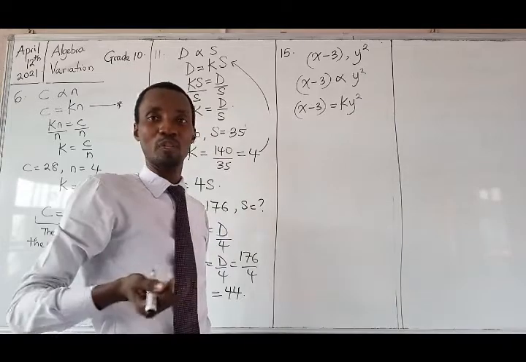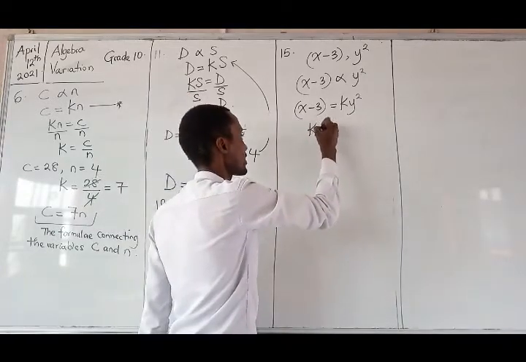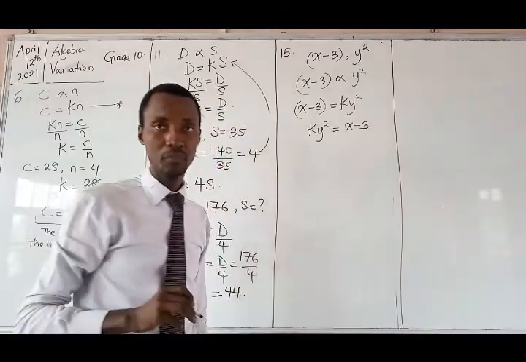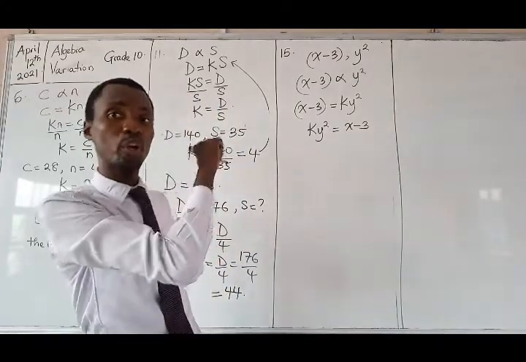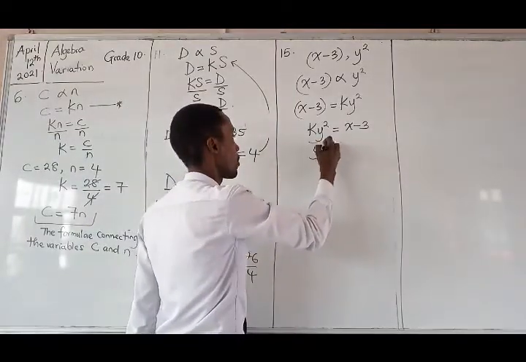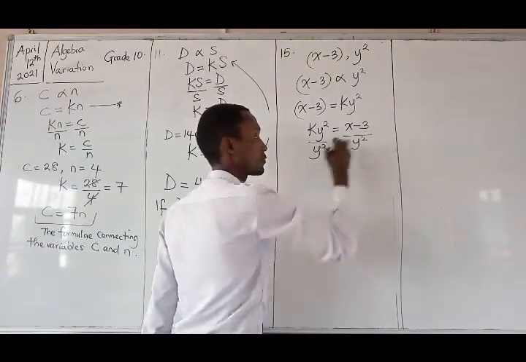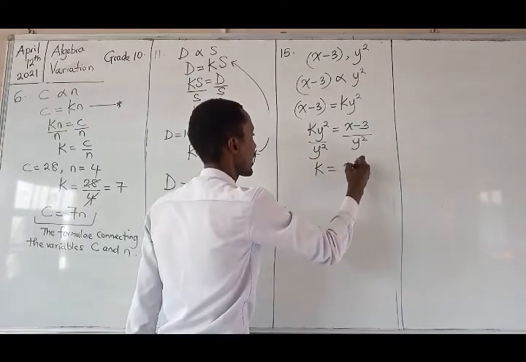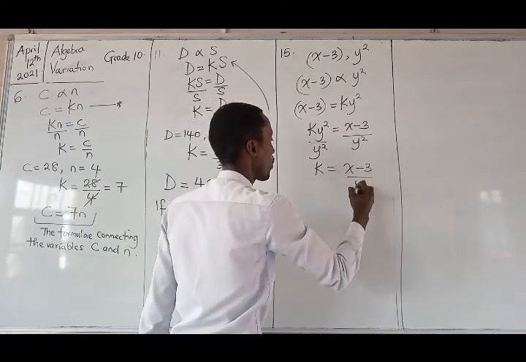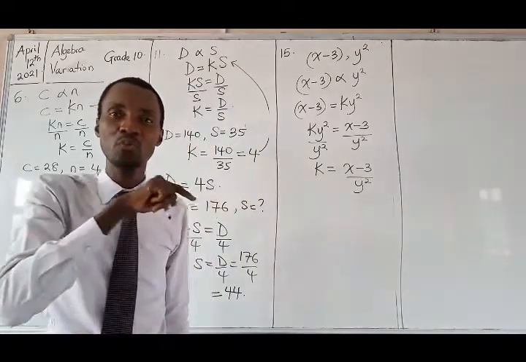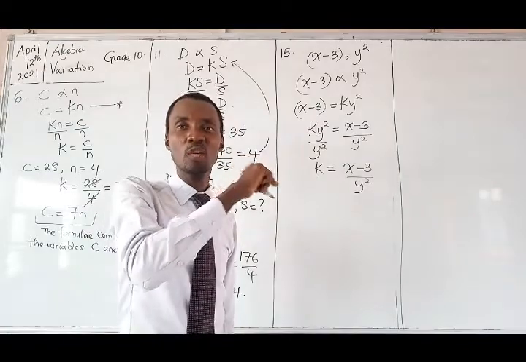Now with this, what do we do next? We make k the subject of the formula. So we rewrite k y squared equal to x minus what? 3. What's the next thing we do? We don't need y squared on the left hand side, so we divide both sides by what? y squared. And what does that give us? k equal to x minus 3 over what? y squared.